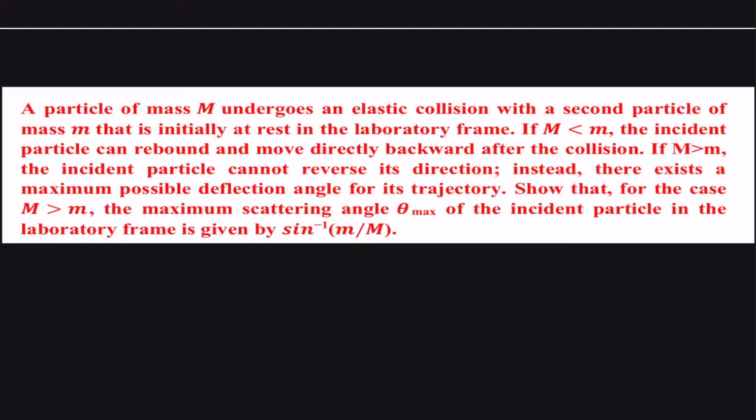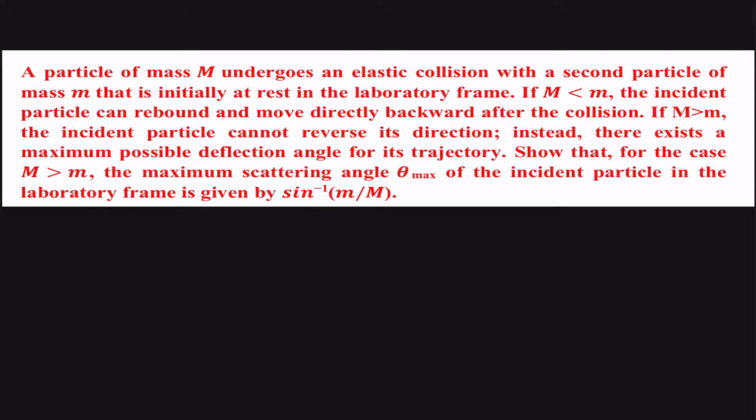So the first question states that a particle of mass capital M undergoes an elastic collision with a second particle of mass small m that is initially at rest in the laboratory frame. If capital M is less than small m, the incident particle can rebound and move directly backward after the collision.